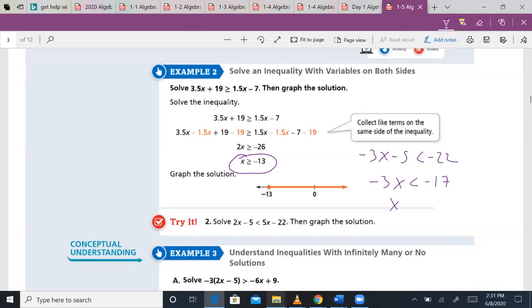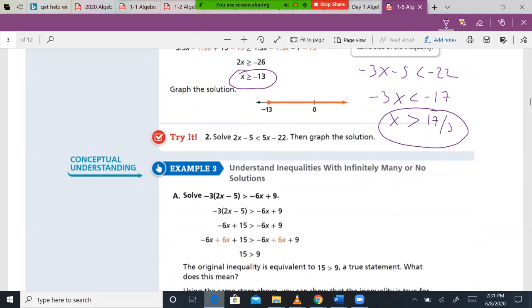And then when I divide by a negative, I've got to flip the inequality. Two negatives make a positive. Voila, there you go. That is all there is to it, okay? Not much after that, okay?